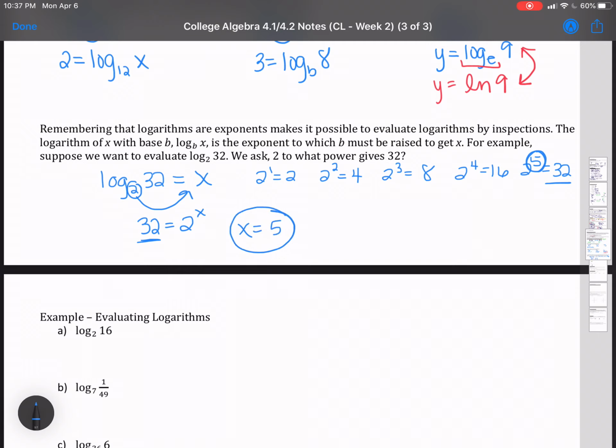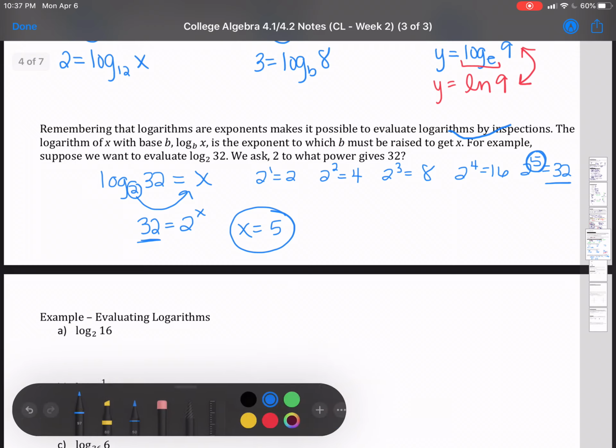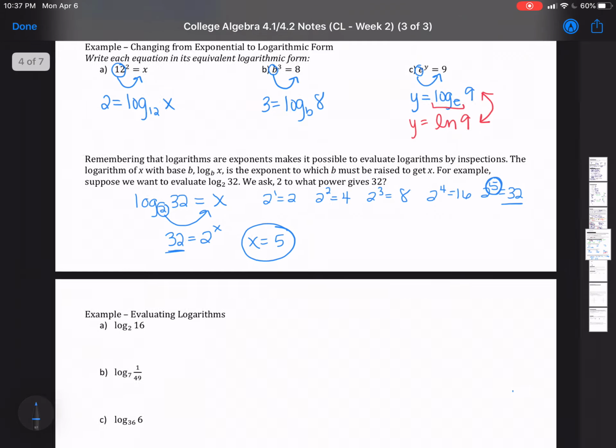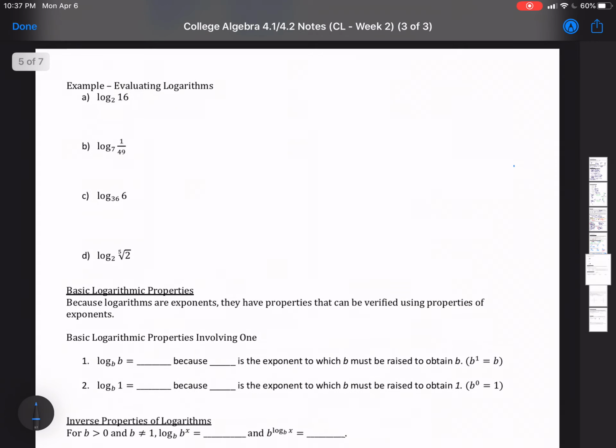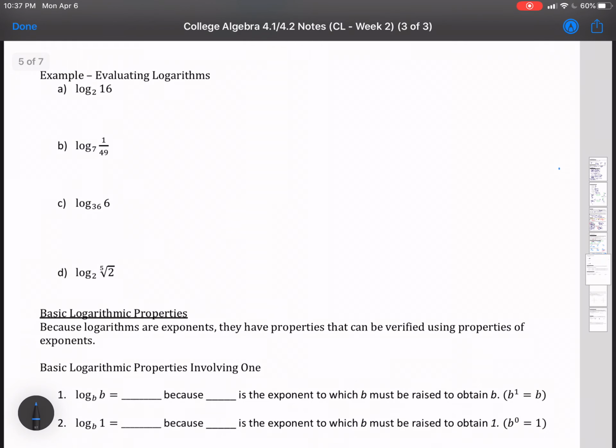Okay, so that's one method that we're going to use to simplify and evaluate logarithms. Alright, so on A, we have log base 2 of 16. So we're saying 2 to what power equals 16. From that previous page, we just saw that 2 to the 4th power equals 16. So x equals 4.